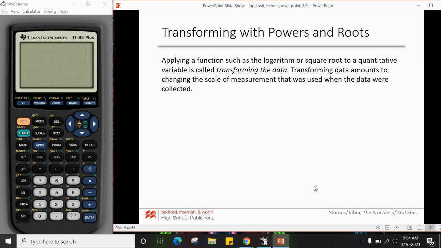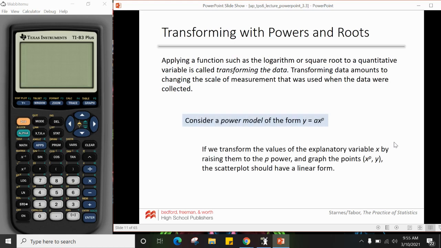And so applying a function such as the logarithm or square root to a quantitative variable is called transforming the data. Transforming data amounts to changing the scale of measurements that was used when the data were collected. So there's a couple different ways you can do it. One way is we looked at a logarithm. Another way is a power model.